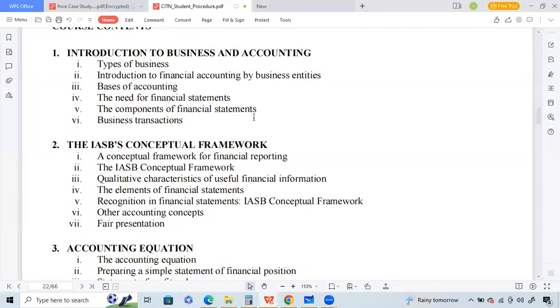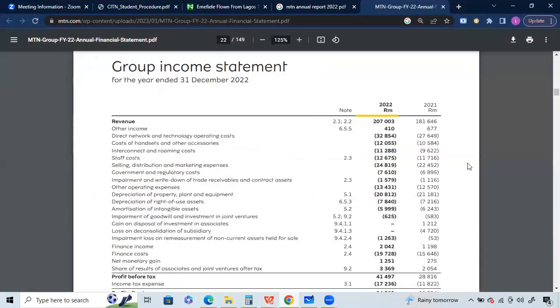So that is that. Then we will also be looking at the need for financial statements. Why do we need financial statements? Why do we have to prepare something like this? The company that you're working for will have something like this as well. Why do we need to prepare financial statements?